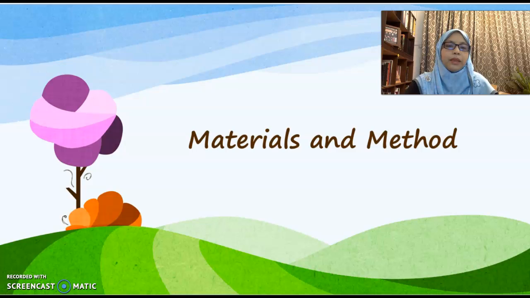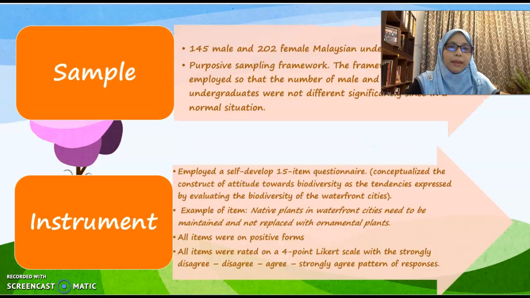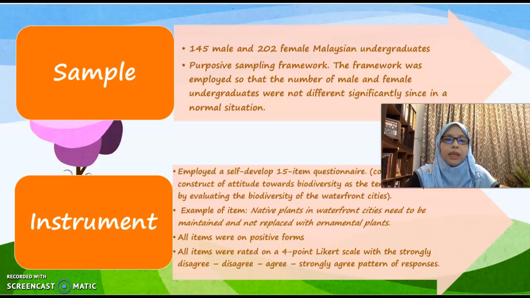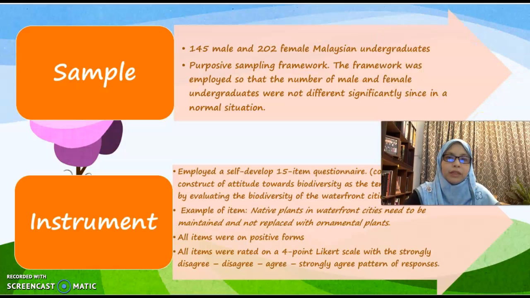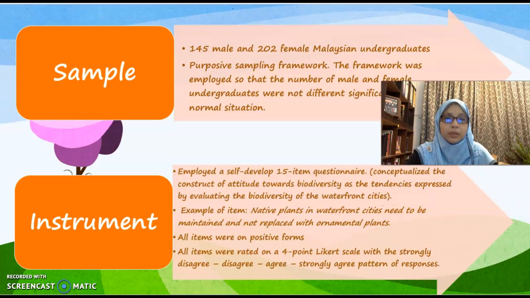So what are the materials and method that we use in this research? For the sample, we use 145 male and 202 female Malaysian undergraduates. We use a purposive sampling framework, so that the numbers of male and female undergraduates were not significantly different.